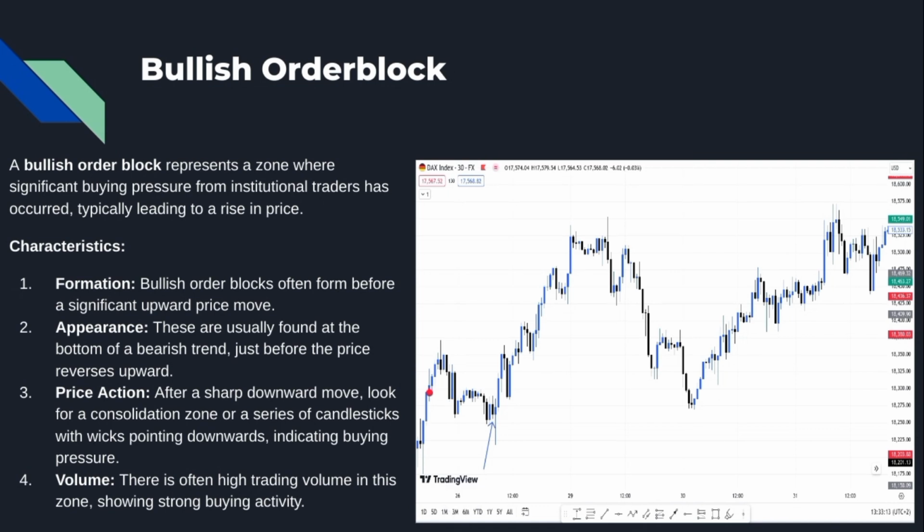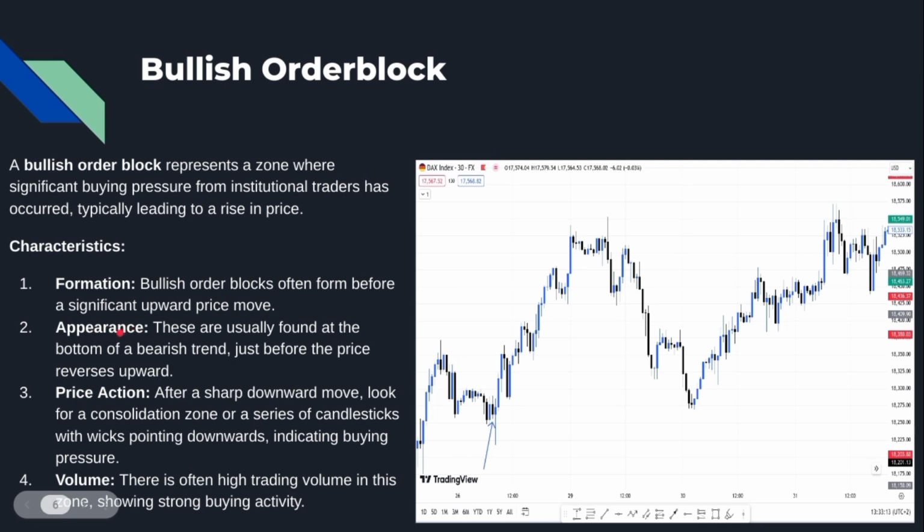Now we will be covering the bullish order block. A bullish order block represents a zone where significant buying pressure from institutional traders has occurred, typically leading to a rise in price. So, characteristics of a bullish order block. First, the formation. A bullish order block often forms before a significant upward price move. So it forms before an upward price move, which happened there and it happened over here, right?